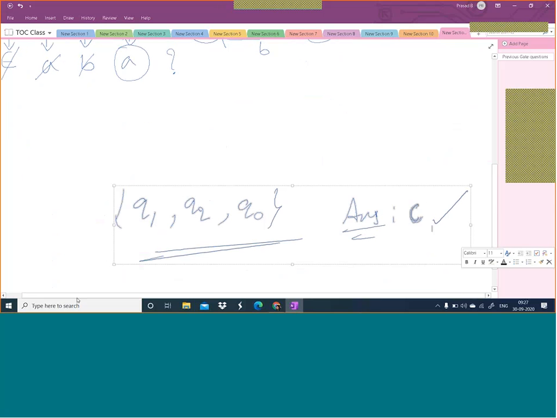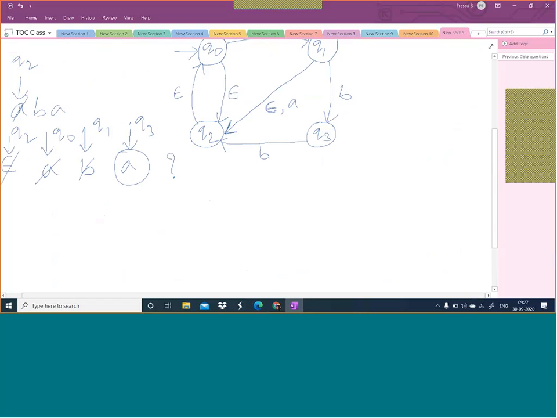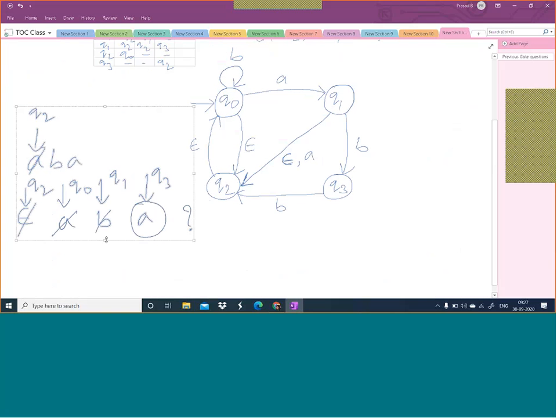This part, do you understand? This part, why we cannot go to Q3? Because if we go to Q3, input symbol will be left. Do you understand that part? This part. Q2 on epsilon comes to Q0, Q0 on A, Q1, Q1 on B, Q3, and until it reaches Q3, and Q3 on A is not defined, so it stops in Q3. So we cannot take Q3 because the input string is not completed. Do you understand this part? Okay. Now the other way.